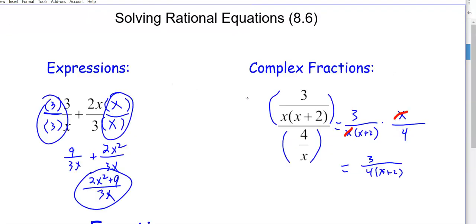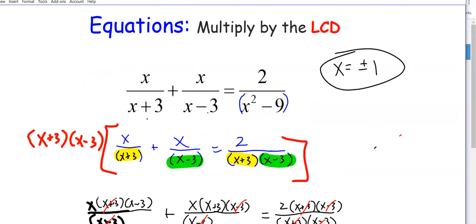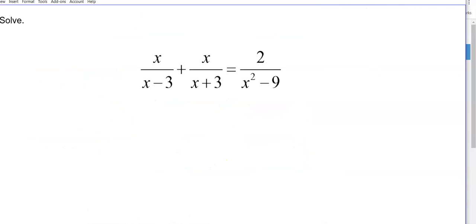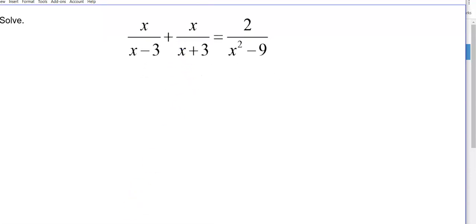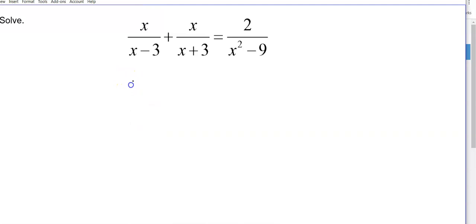Is this the same problem? I believe it is, right? So the first method was multiply by the LCD. I'm just going to show you another method of doing this if you wanted to. You might like this better. I don't know. I think the LCD method is pretty fast, especially when we kind of skip that step there. But let's do the old-fashioned method here. So this is another way of doing it.